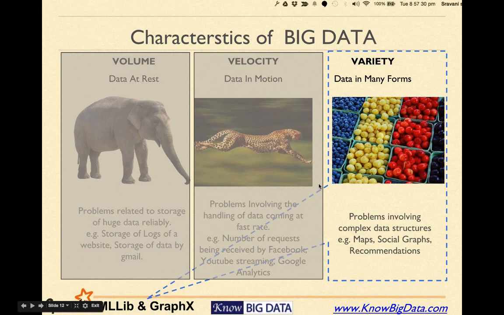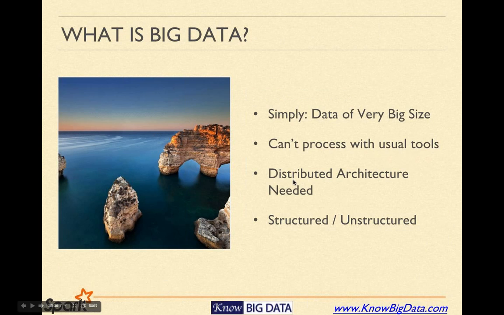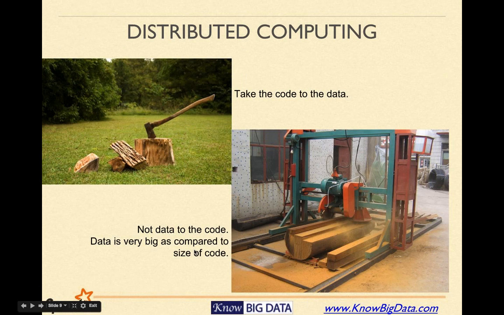I hope everything is clear related to these V's, because this whole definition is probably the most popular definition. But what we are going to focus more on is the distributed computing part. These V's do not help us anywhere, but what helps us is the distributed architecture needed, the third point, and that we have to keep in mind all the time.